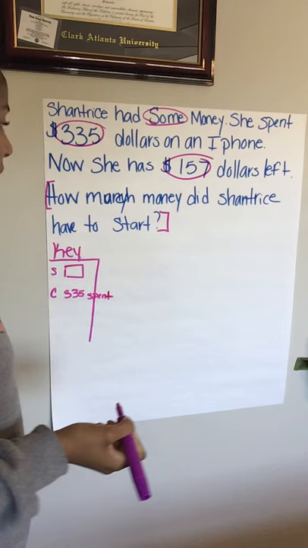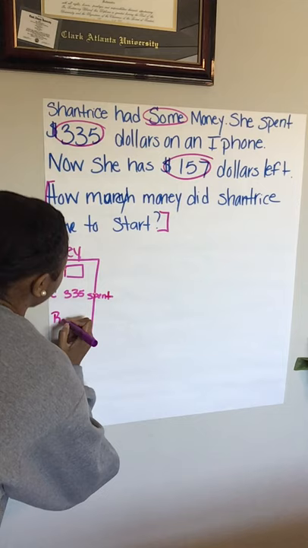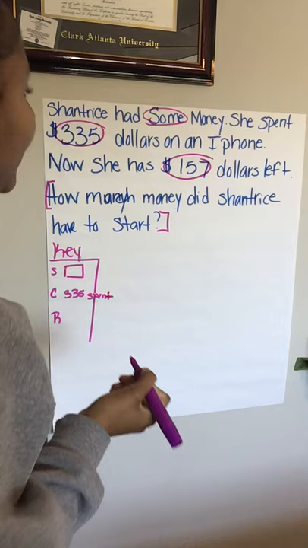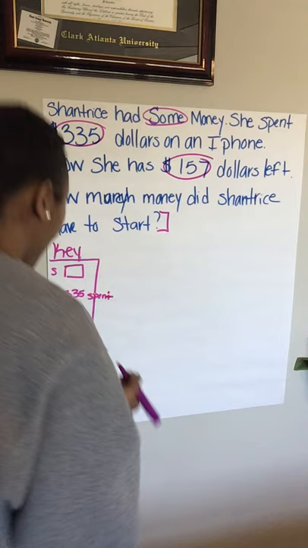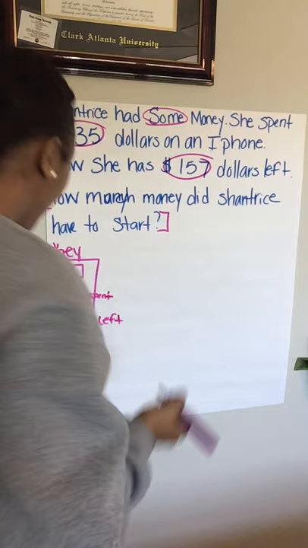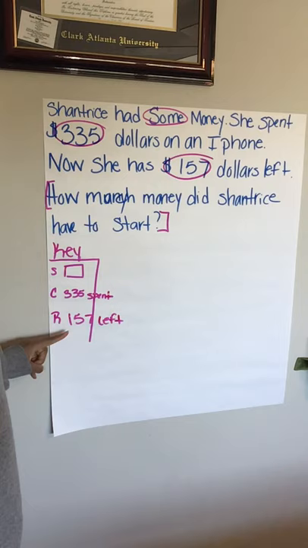Then the results. It says how much money, then it says now she has $157 left. That's our result. I'm gonna put left. So we don't know what she started with. We know that she spent this amount of money on the iPhone. Now she has $157 left.